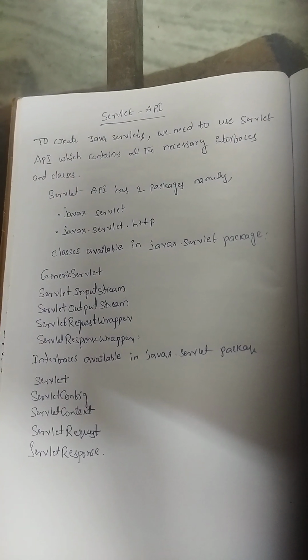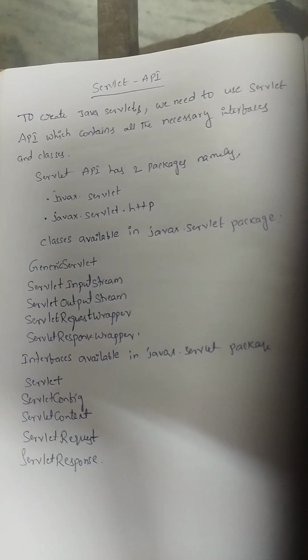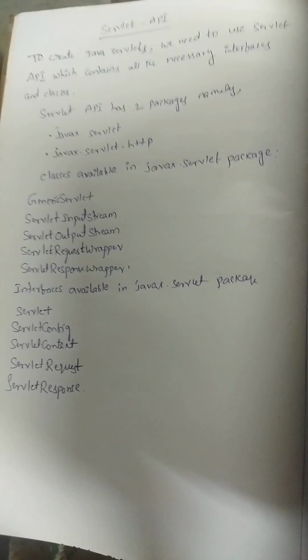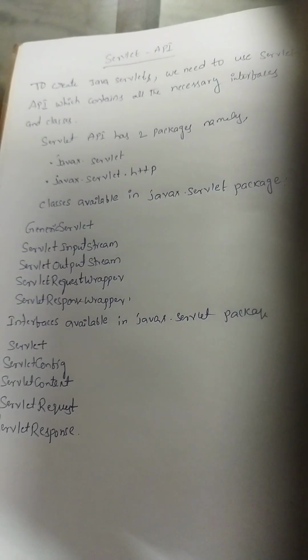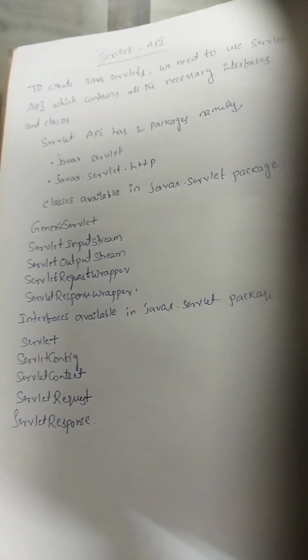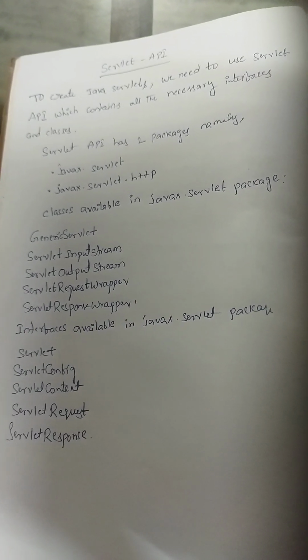What are the interfaces available in javax.servlet package? First one is servlet. This is the main interface that defines the methods which all the servlets must implement. To implement this interface, write a generic servlet that extends javax.servlet.GenericServlet or an HTTP servlet that extends javax.servlet.http.HttpServlet. Next one is servlet config. It defines the object created by a servlet container at the time of servlet instantiation and to pass information to the servlet during initialization.